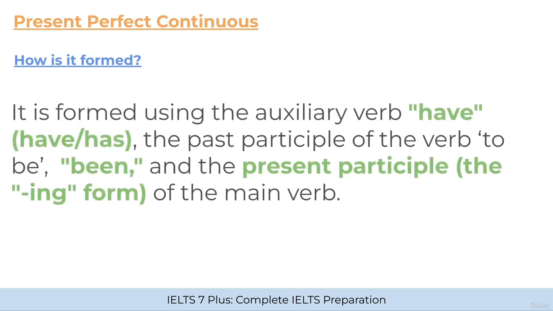Okay, so how do we form this then? Well, we want to use the auxiliary verb have. Okay, so that's the same as the present perfect now. We want to use the past participle of the verb to be, which is been. Got that highlighted there. And we want to use the present participle, which is the ing form of the main verb. Right, so there's quite a few different things happening here. We've got been and we've got this present participle now. So different from the past participle as we had in present perfect.